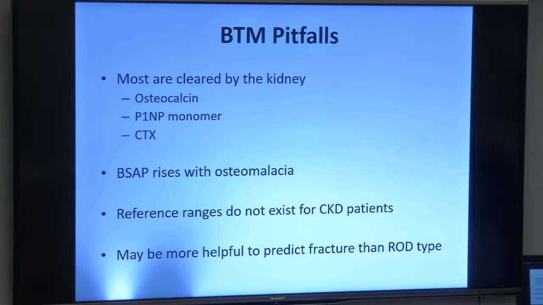Reference ranges don't exist for CKD patients. I know in postmenopausal women, you guys are using the premenopausal reference ranges. We use those in CKD also, but we don't know how well they work.